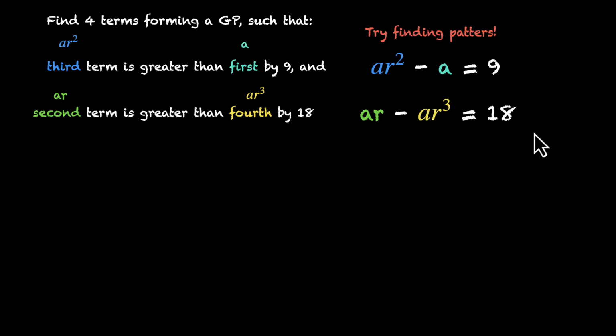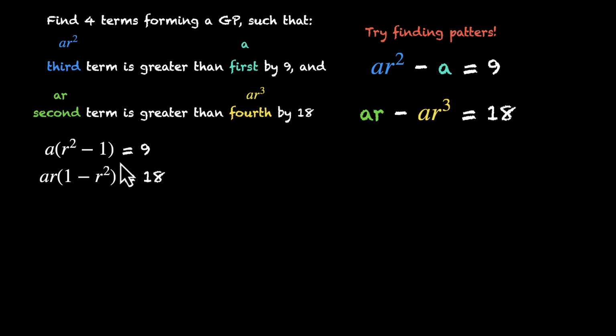Let's try finding patterns. Let's see if we can cancel something out, add, subtract, multiply, divide. In this first one, we can take A common. In the second one, we can actually take AR common. Let's do that. A common, R square minus 1 equals 9. For the next one, AR common, 1 minus R square, that's 18. Okay, do you see anything? We have R square minus 1 here and 1 minus R square here.